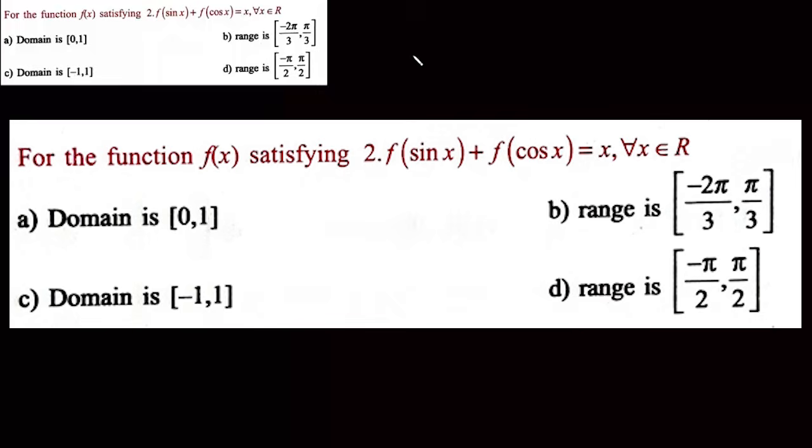Now the question is, a function f(x) satisfies this equation, which is 2f(sin x) plus f(cos x) is equal to x for all x belongs to R. Now we know that sine and cos, they are displaced by pi by 2. So if we put x as pi by 2 minus x, sine will change into cos and cos will change into sine. So we'll get a simultaneous equation. So we'll replace x with pi by 2 minus x.